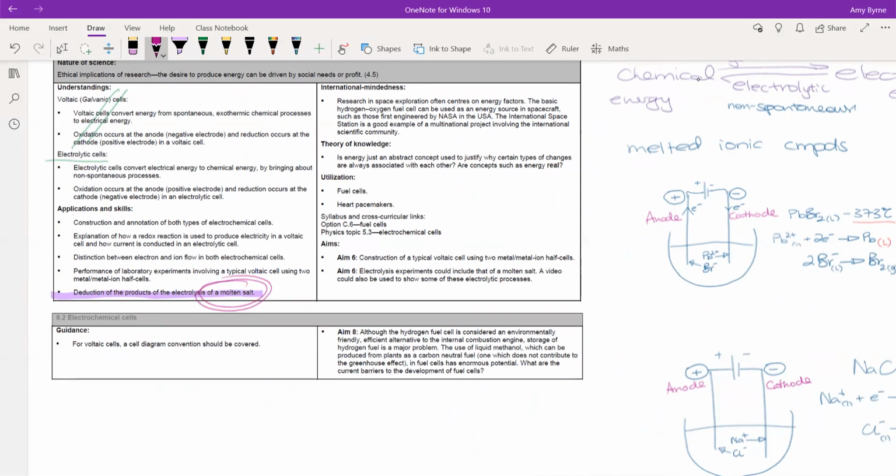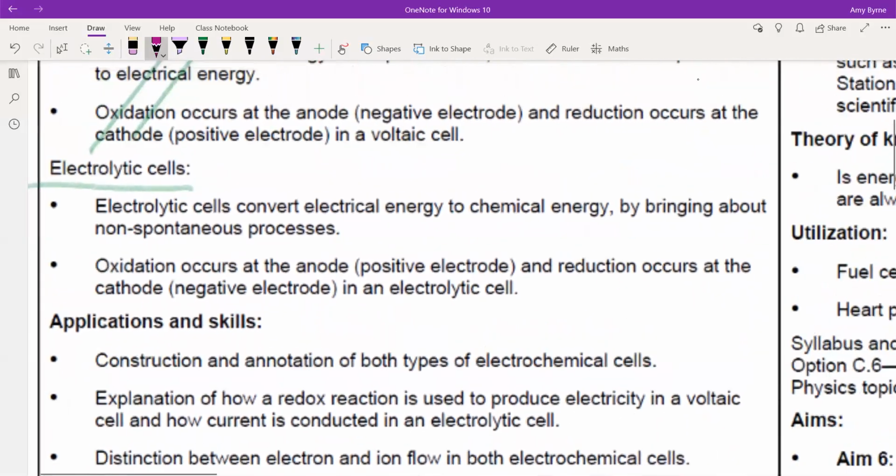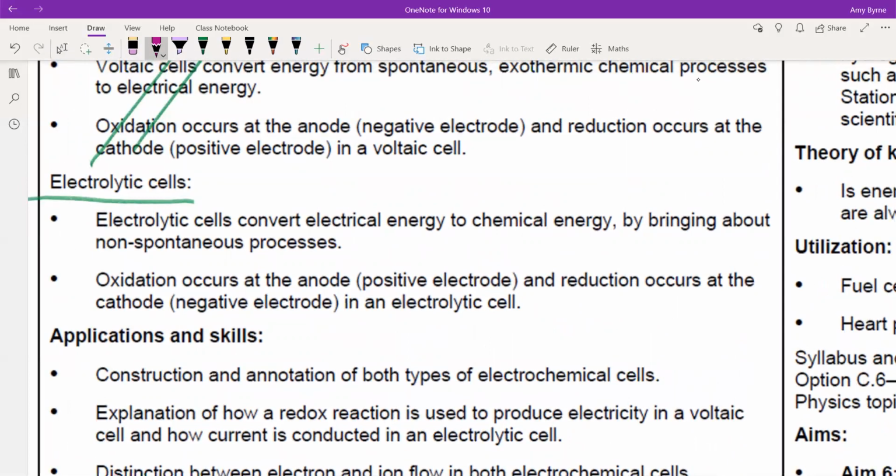So let's work through. Electrolytic cells convert electrical into chemical energy by bringing about non-spontaneous processes. We've talked about that. Oxidation occurs at the anode and reduction occurs at the cathode. And we've talked about them having the opposite charges. To me, it doesn't matter that they've got the opposite charges. By definition, oxidation occurs at the anode and reduction occurs at the cathode. What charge they've got, that's up to the business of whether it's an electrolytic or a galvanic. Reduction always takes place at the cathode.